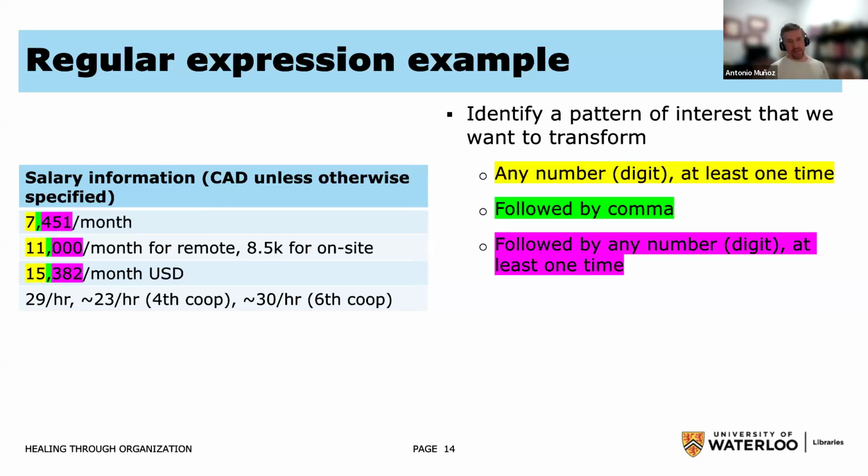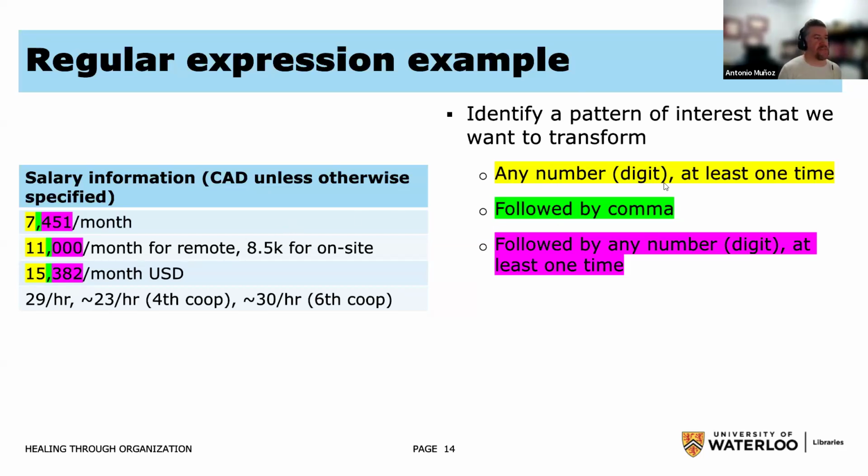So for example, the pattern that I can identify in the data set is that there is a number, any number, at least one, but sometimes there's two numbers, and those are followed by a comma. And then after the comma, there are more numbers. At least one number, usually it's 3 numbers, okay?